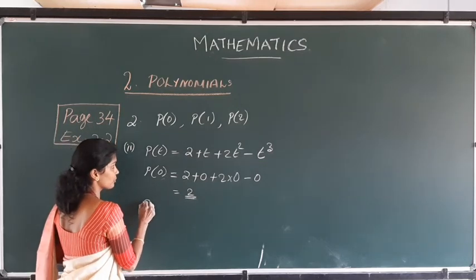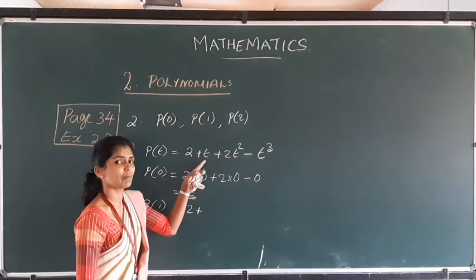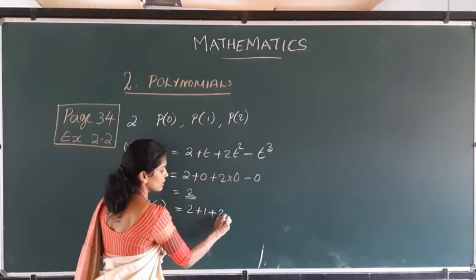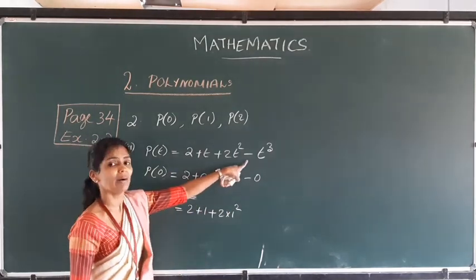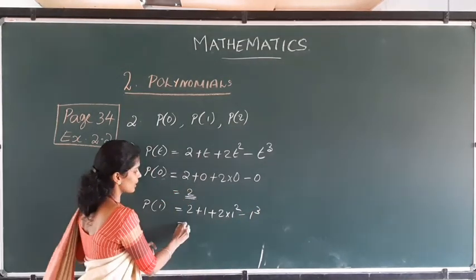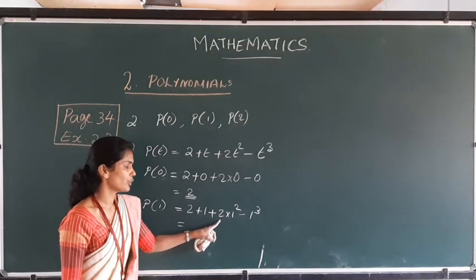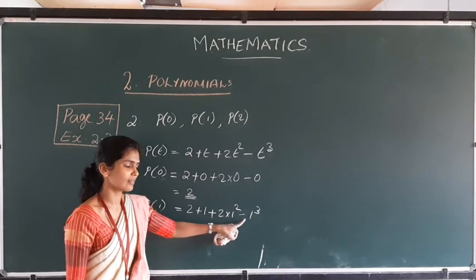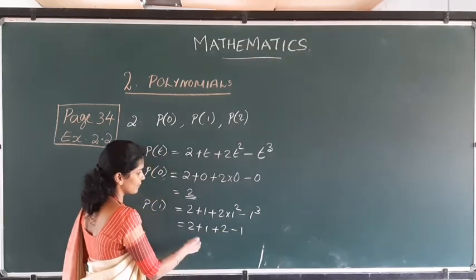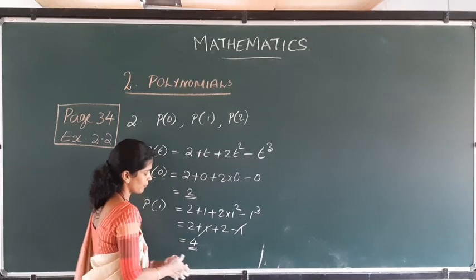This is p of 0. What about p of 1? 2 plus, in the place of t, we write 1 plus 2 into 1 square minus 1 cube. That's equal to 2 plus 1, 3 plus 2, 5 minus 1, 4. 2 plus 1 plus 2 minus 1. Cancel these two. This is equal to 4.